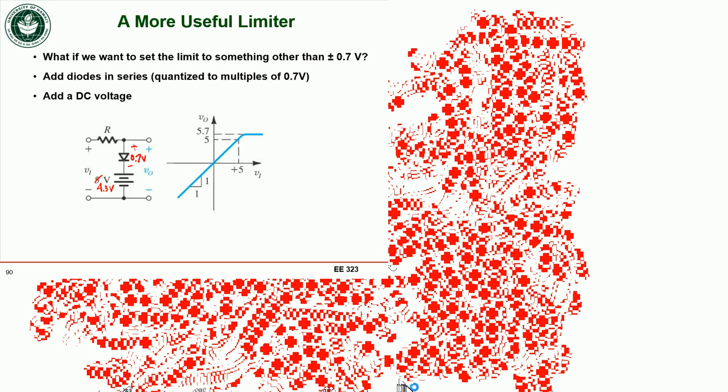This is not to get rid of fluctuations from your source. It's just to protect whatever is at the output. If your voltage at the source becomes really high, it just protects whatever is at the output from seeing that high voltage.